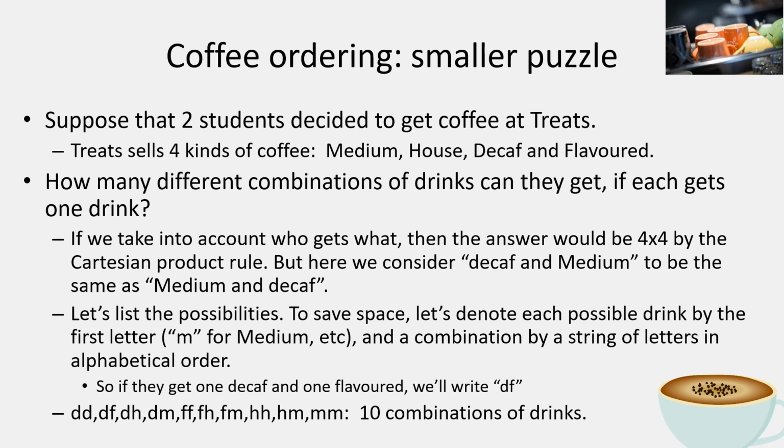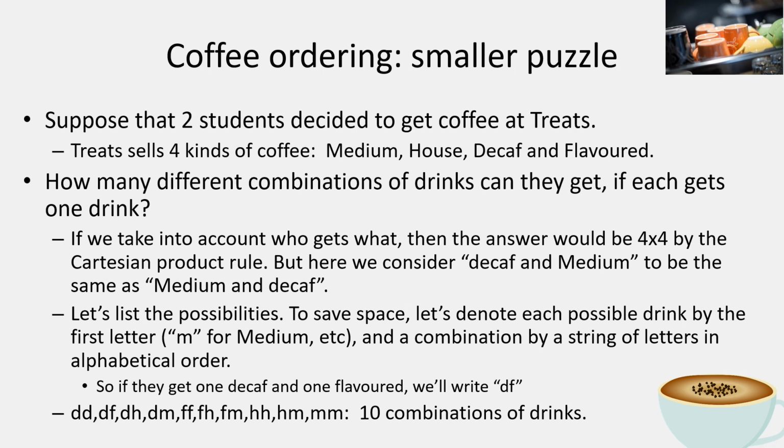Let's do it by actually listing all the possible variants, and let's list them in alphabetical order. And moreover, we are going to list only one string for each possibility. For example, we are just going to mention decaf and medium, and we are not going to mention medium and decaf because it's the same order. So here are the possibilities.